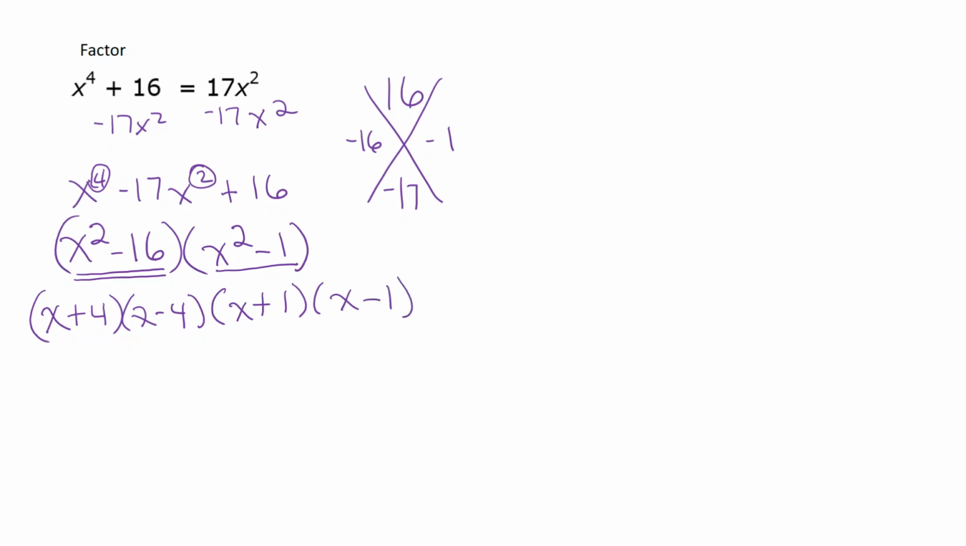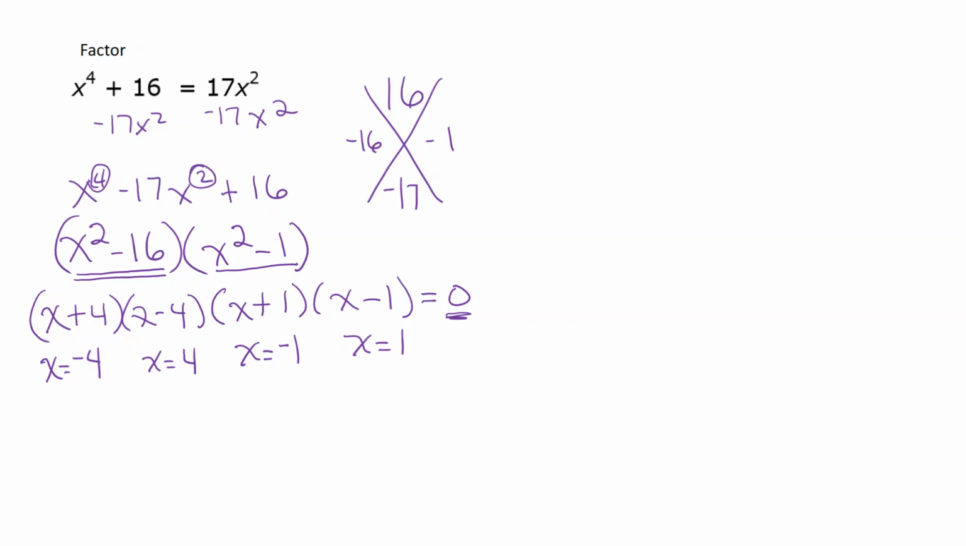In the end, if each of these is equal to 0, then I know that x is going to either equal negative 4, positive 4, negative 1, or positive 1. If any of these are true, then the whole statement is true, because only one of them has to be 0 and multiplied by the other 3 to get our final answer of 0 and make that true.